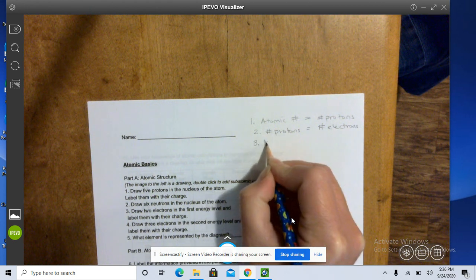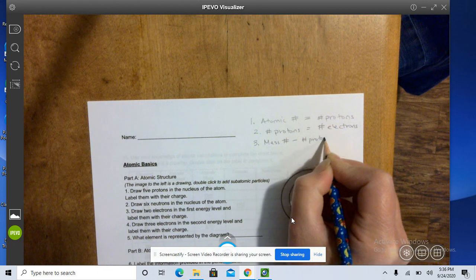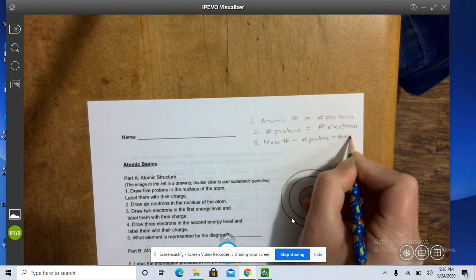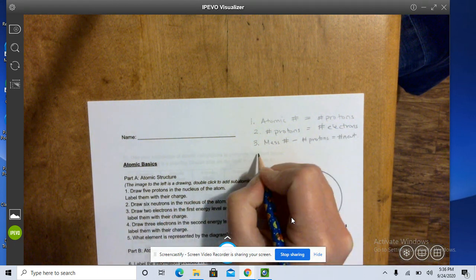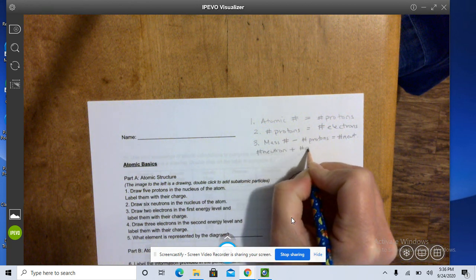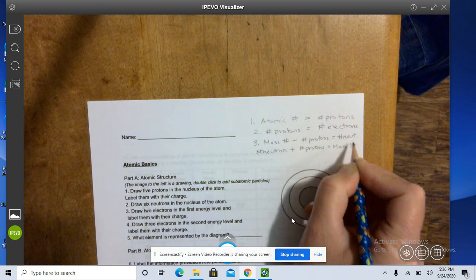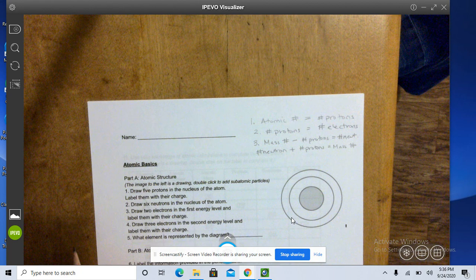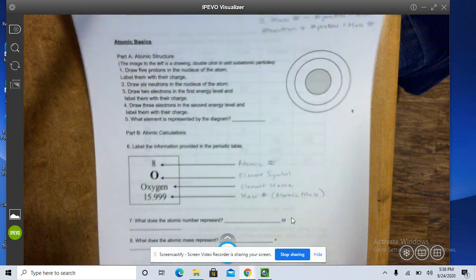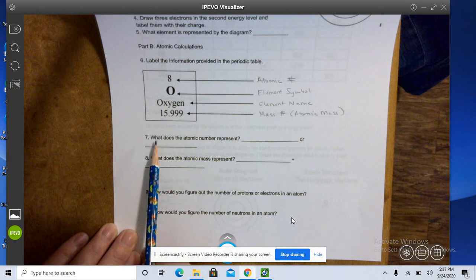The third rule is that the mass number minus the number of protons gives you the number of neutrons. We can also say that the number of neutrons plus the number of protons equals the mass number. That's just a rearranging, an algebraic look at the equation above. If we think about those three rules and then go down to numbers 7, 8, 9, and 10, it's basically thinking about those rules and rewriting them in a different way.